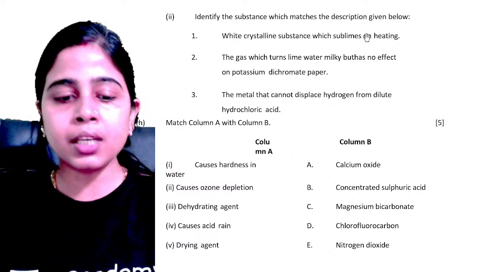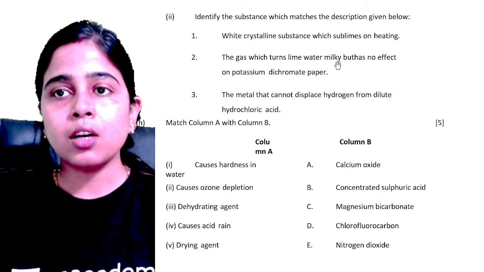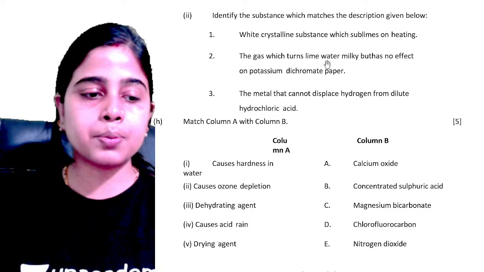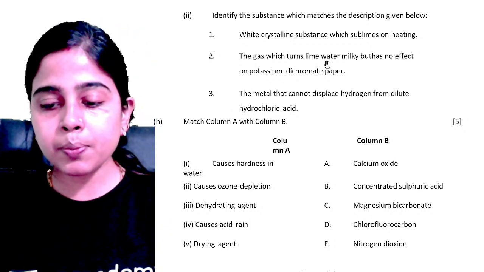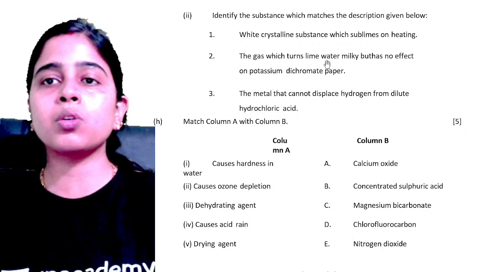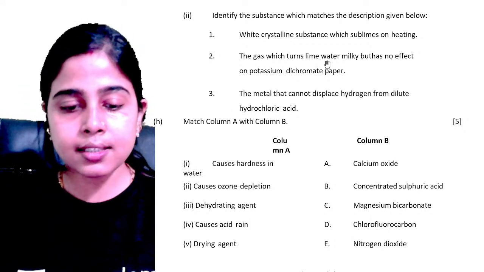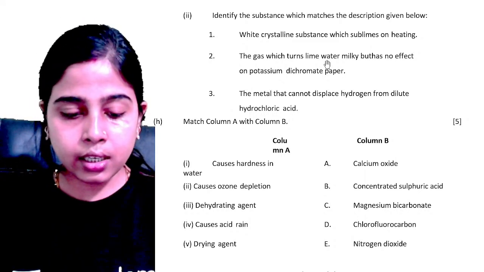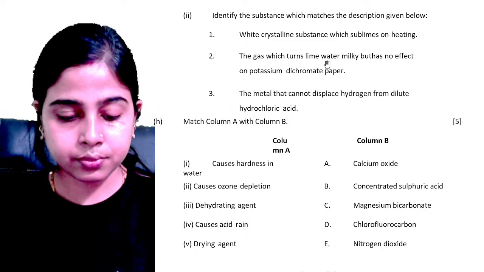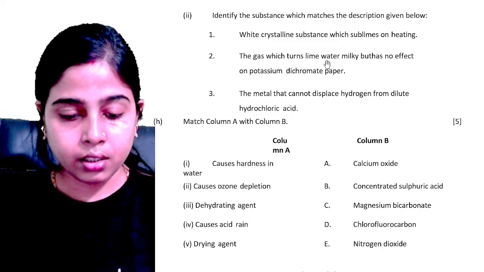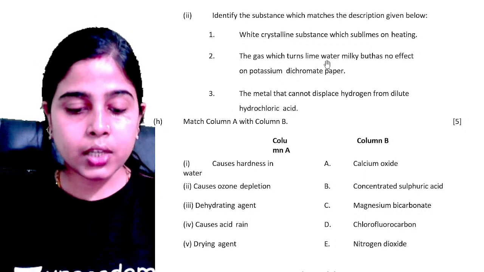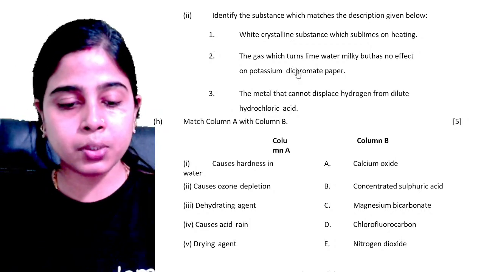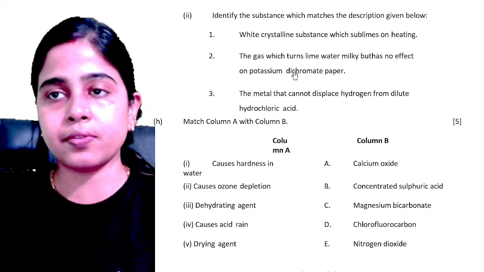You have to tell me which white crystalline substance will sublime on heating. Everyone, please try to answer the question: what is this substance known as which sublimes on heating? Hello Harsh, very good, absolutely correct. It's NH4Cl. Yes, Poonam, very good. Yes, it's ammonium chloride.